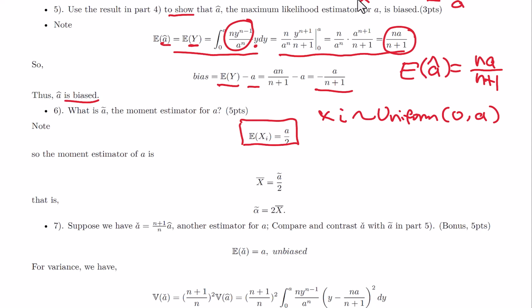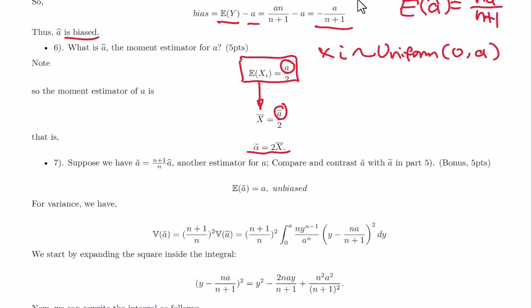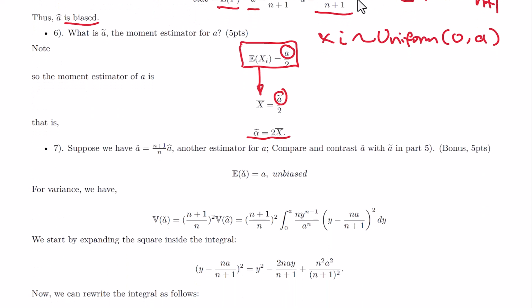Now you replace the expected value with x bar and replace the a with a tilde. That's how you get the moment estimator for a: 2 times x bar. Okay. Now suppose here we have two unbiased estimators. First is a tilde, the moment estimator. And the second is what?